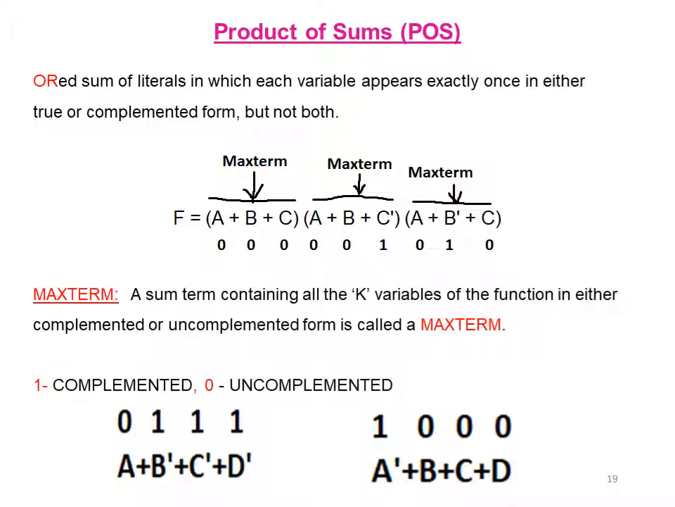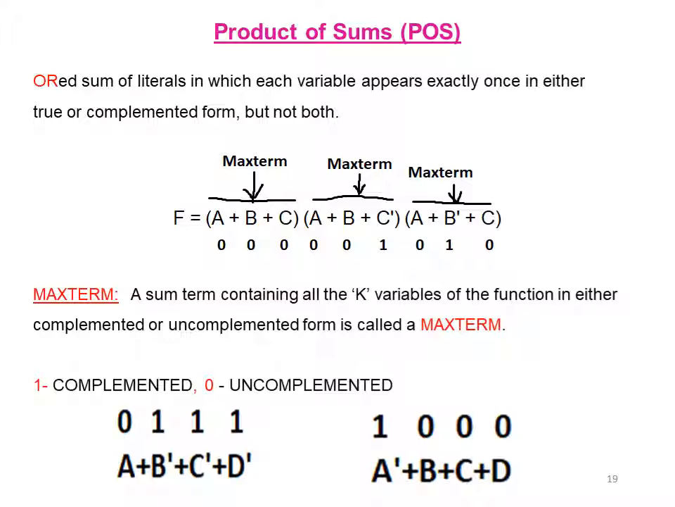Now let's see how to represent the max term. In these expressions we have three max terms. Now let's see how to represent them in binary form. Here the product of sum expression is an inverse of SOP form. That means we have to write 1 for the complemented terms and 0 for the uncomplemented form. So for this example, uncomplemented forms are written as 0 and complemented terms are written as 1.